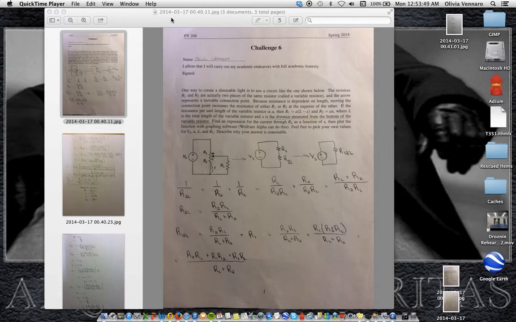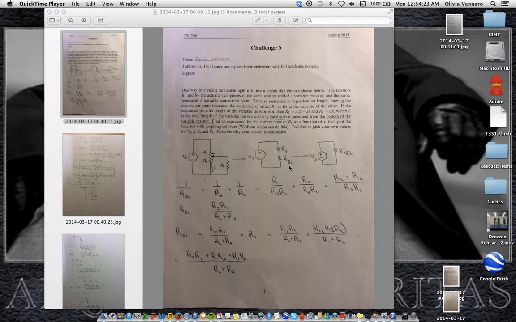To do that, first you have to combine R2 and RL into one because they're parallel to each other, so you have to take the reciprocals of each separate resistor and add them together, and that will give you the reciprocal of the total resistance. You can simplify that to just this. And that's that diagram right there.